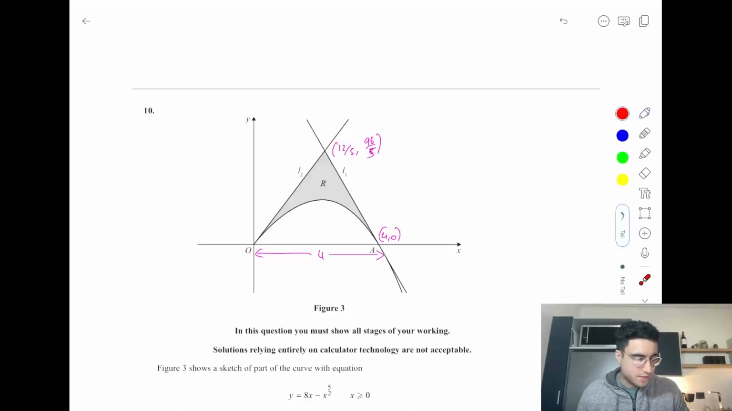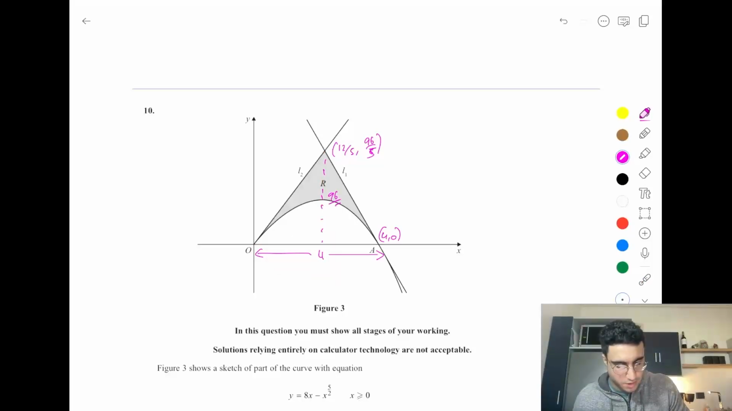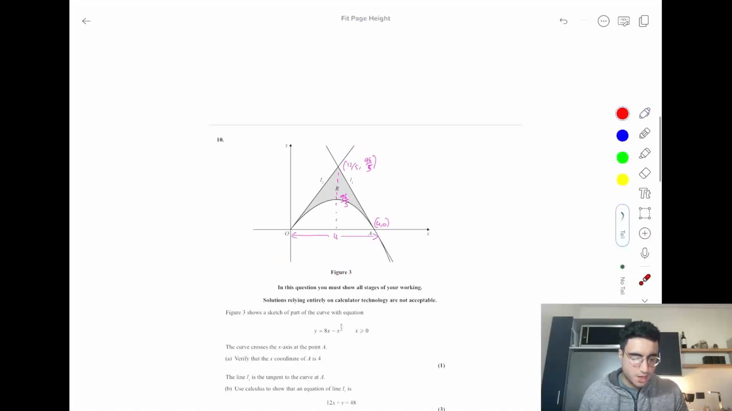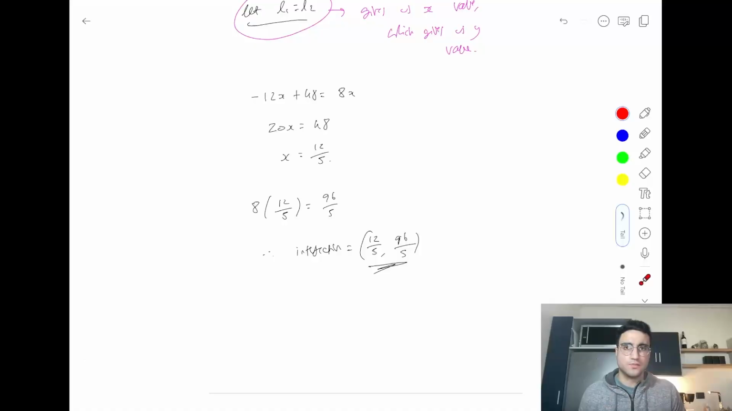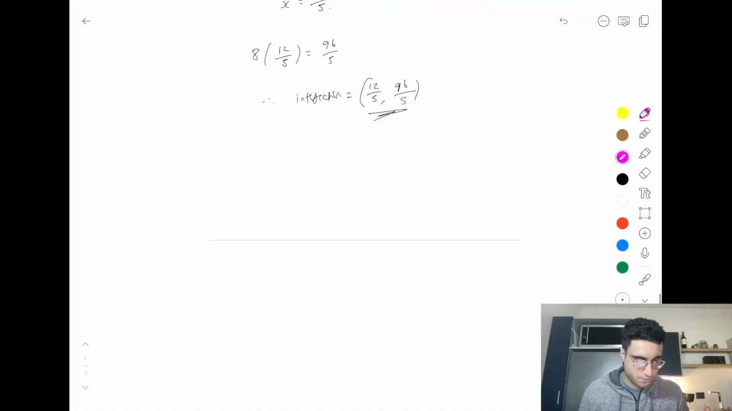that must necessarily mean that, considering it follows a pattern like this, 12 over 5 on the x, 96 over 5 on the y, our height is going to be 96 over 5, okay? So now we have the raw material to work out the area of our triangle. So let me go ahead and do that quick.